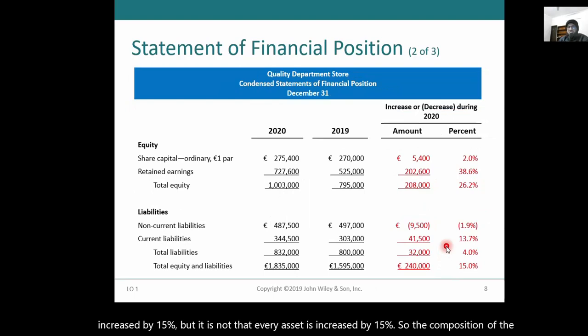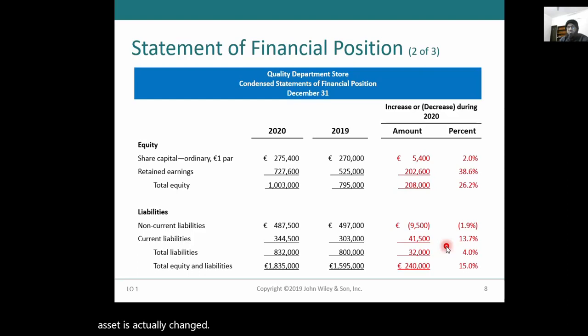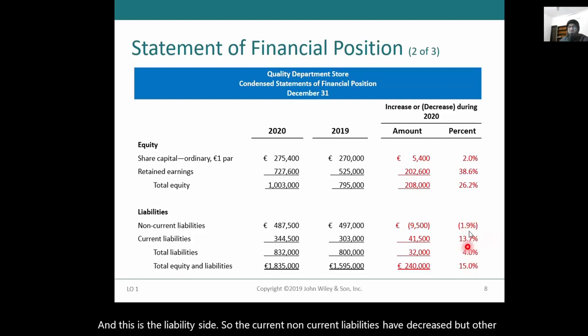So this is the horizontal analysis of the equity items, right? So we can see that both share capital and retained earnings have increased. And this is the liability side. So the current and non-current liabilities have decreased, but other liabilities have increased, and so the total liabilities have increased. And the total liabilities and owner's equity is also increased by 15%. So this is performed for 1 year. So this can be performed for more than 1 year.